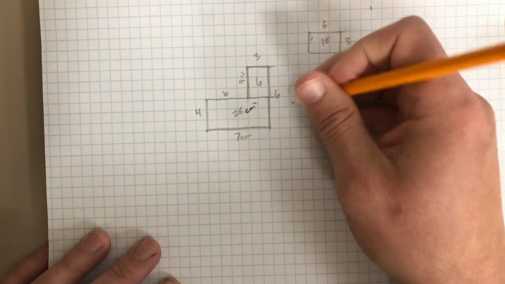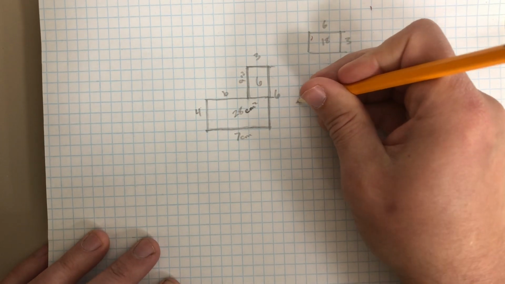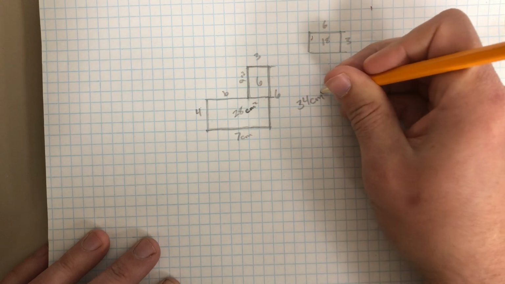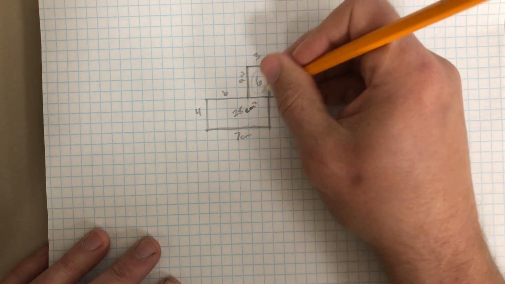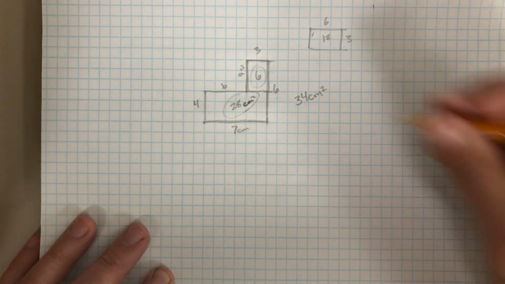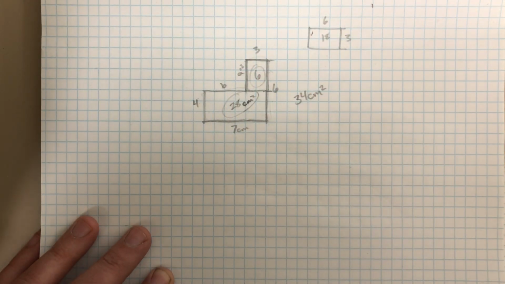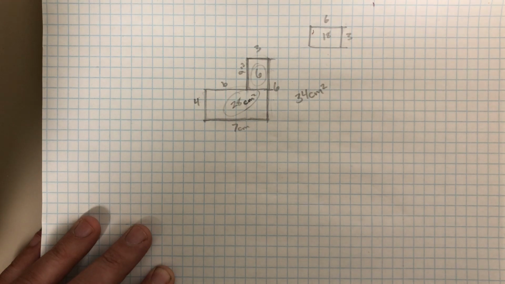6 plus 28. 6 plus 28 is 34. And remember, my label is centimeters square. It's square centimeters. Simply add those two together, and that'll give me the area of the whole thing. Okay, let's take a look at another one.